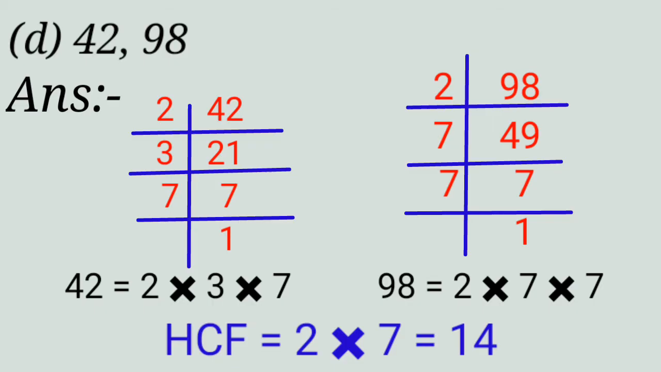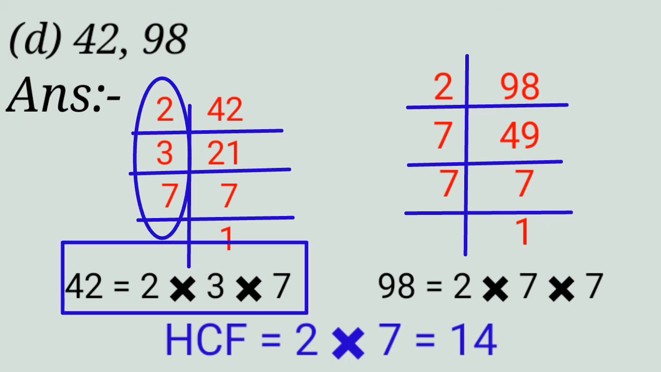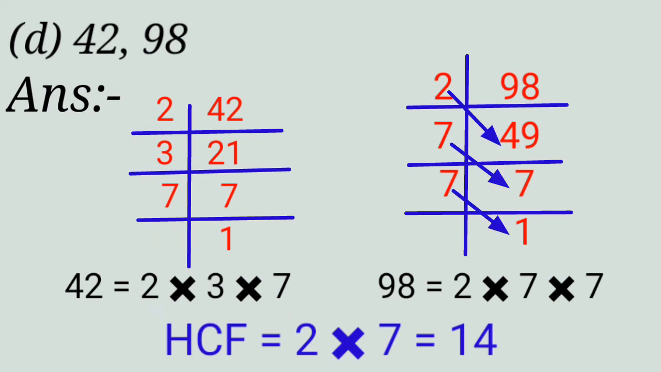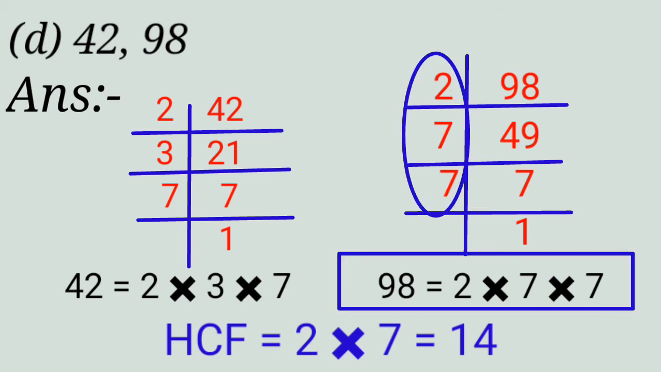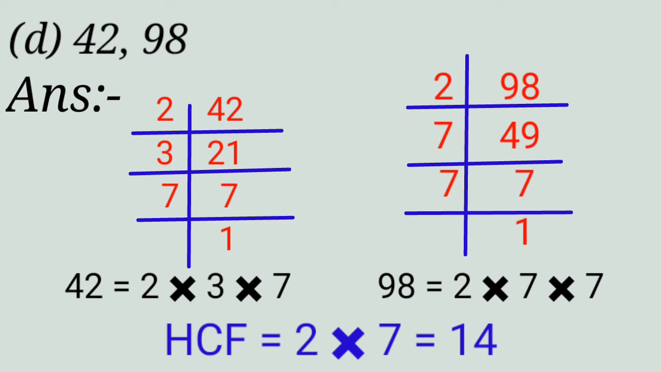Answer. D part is 42, 98. So answer, factors of 42 are 2 into 21 is 42, 3 into 7 is 21, 7 into 1 is 7. Right? So factors of 42 is equal to 2 into 3 into 7. Similarly, factors of 98. 2 into 49 is 98, 7 into 7 is 49, 7 into 1 is 7. So factors of 98 is equal to 2 into 7 into 7. So from here let's check which are common factors. Common factors are 2 and 7. So HCF is equal to 2 into 7 is equal to 14.